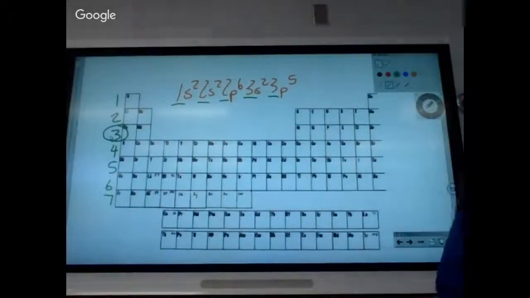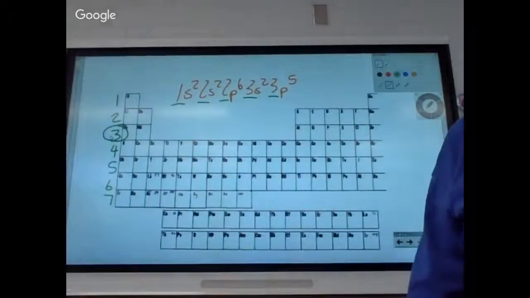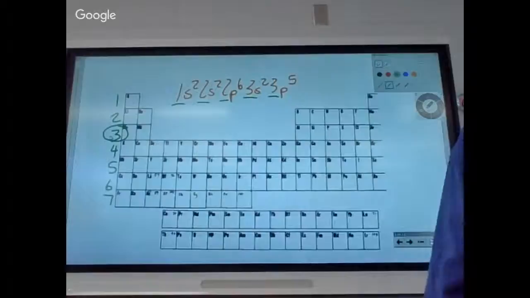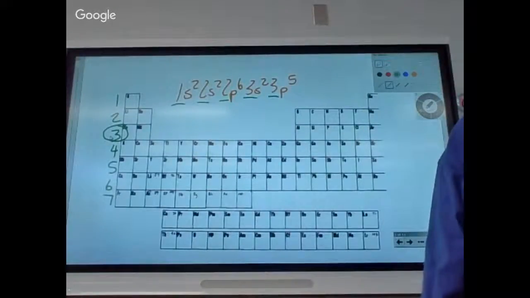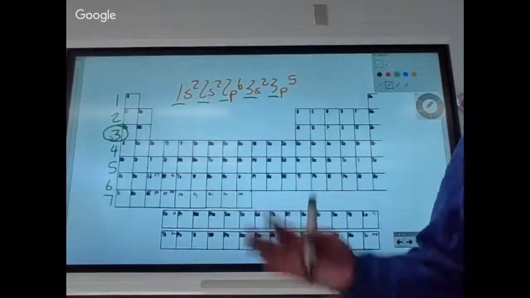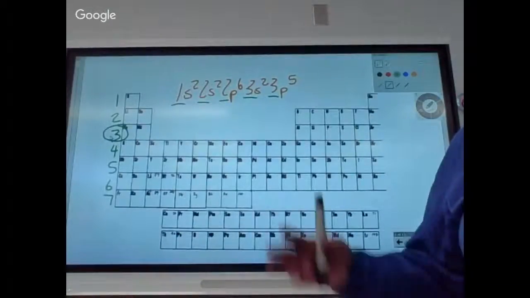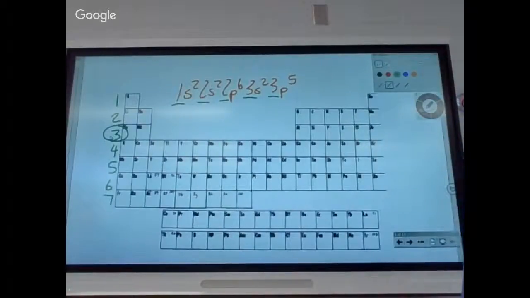All right, D, the electron dot symbol for aluminum has how many dots? 3. There are 3 outer shell electrons, so 3 dots. In E, the third period element with an octet: argon. Octet means what again? 8. 8 is an octet, like octagon, octopus. So 8 would be argon. F, the number of electrons in the electron dot symbol for sulfur is 6, 6 outer shell electrons.